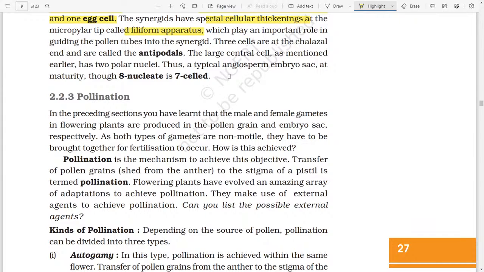The three cells at the chalazal end are known as antipodals. The large central cell, as mentioned earlier, has two polar nuclei. Thus, a typical angiosperm embryo sac at maturity has 8 nuclei and 7 cells. It is very, very important.